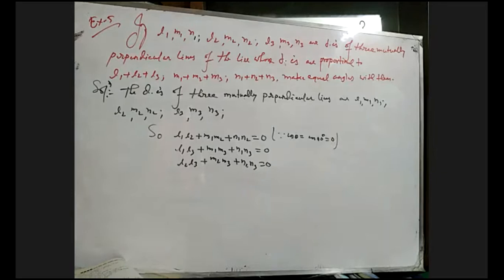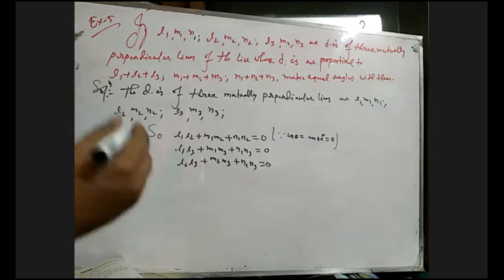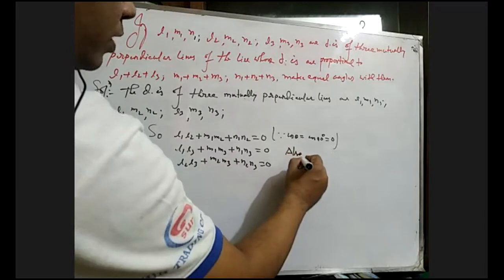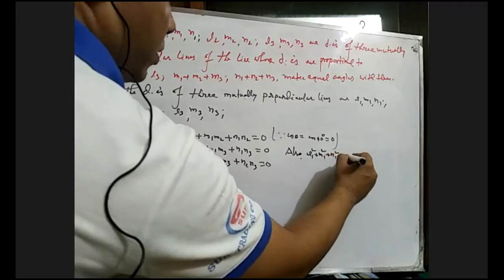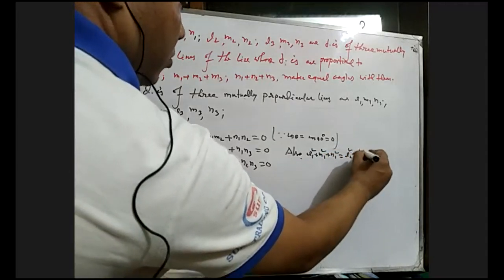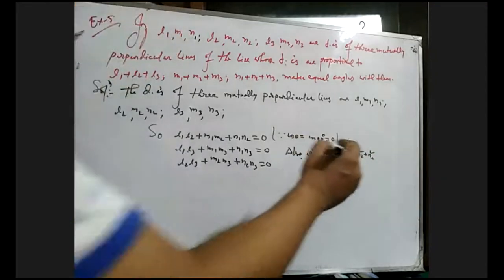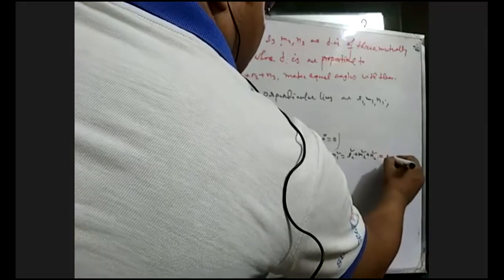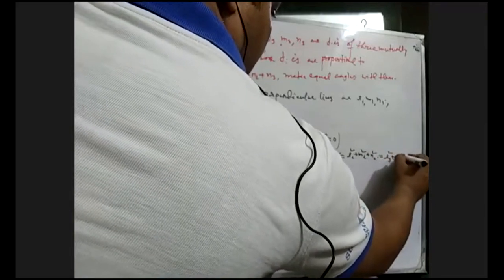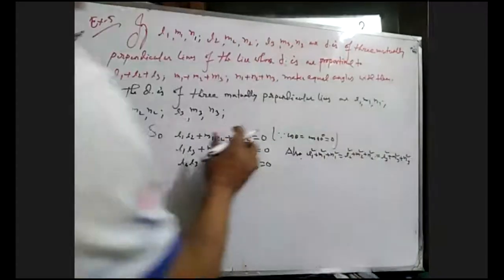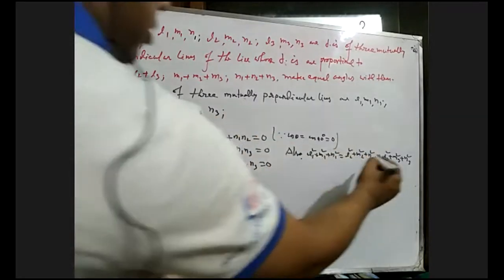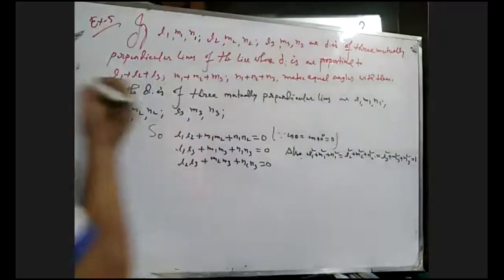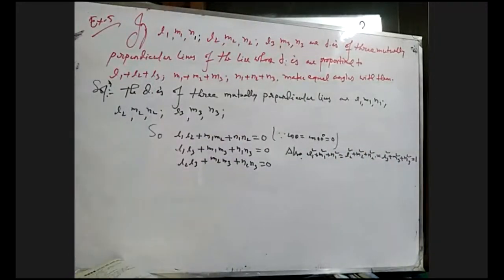This is the conditions. Also we must know that L1 square plus M1 square plus N1 square equals L2 square plus M2 square plus N2 square, which equals the third one, L3 square plus M3 square plus N3 square. That means the sum of the squares of direction cosines will be 1. Remember it. We have proved this earlier in this class.